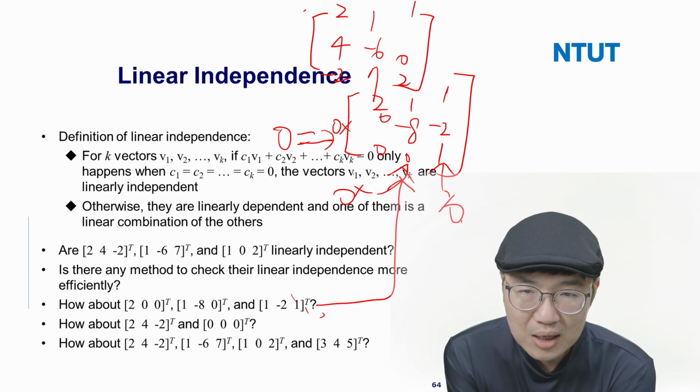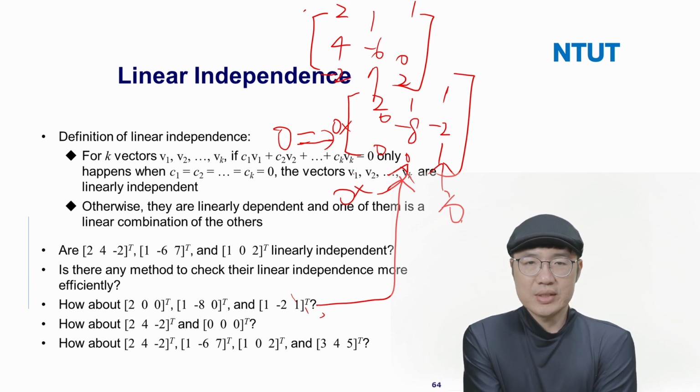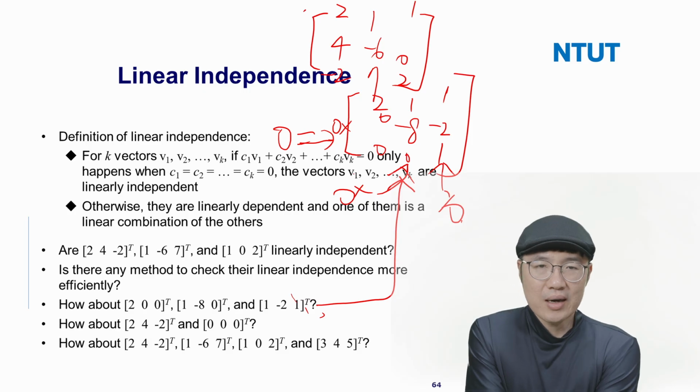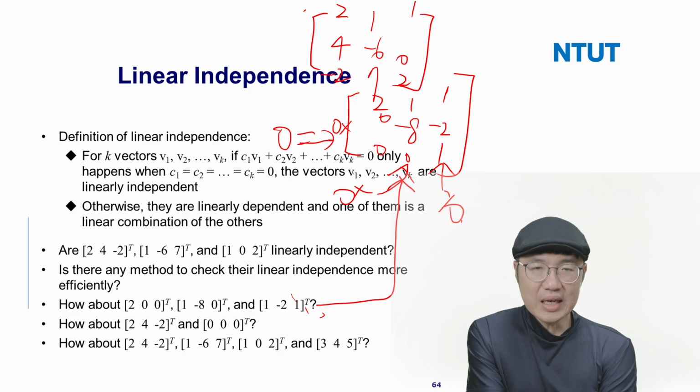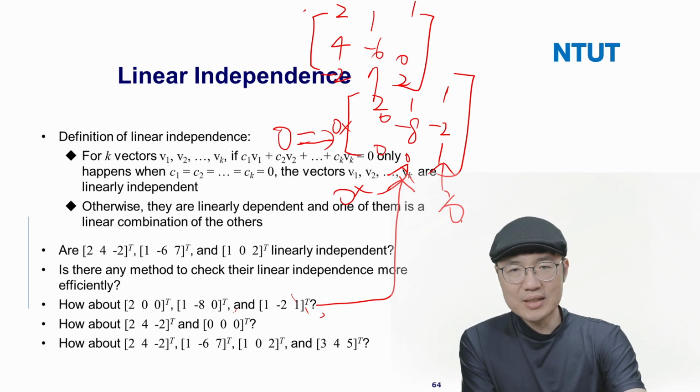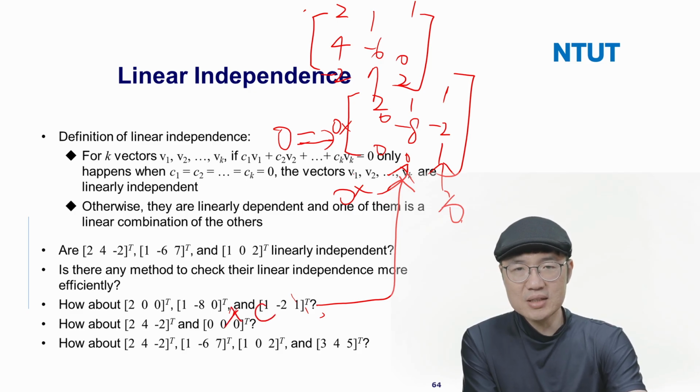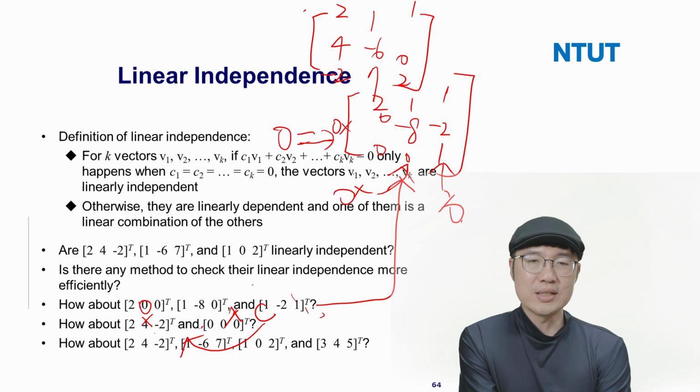But how about (2, 4, -2) and (3, 0, 0, 0)? Are they independent? If 0 is your vector, then nothing is independent for it, because you can multiply this vector by any scalar, and 0 times this guy plus c times this guy will always be 0.